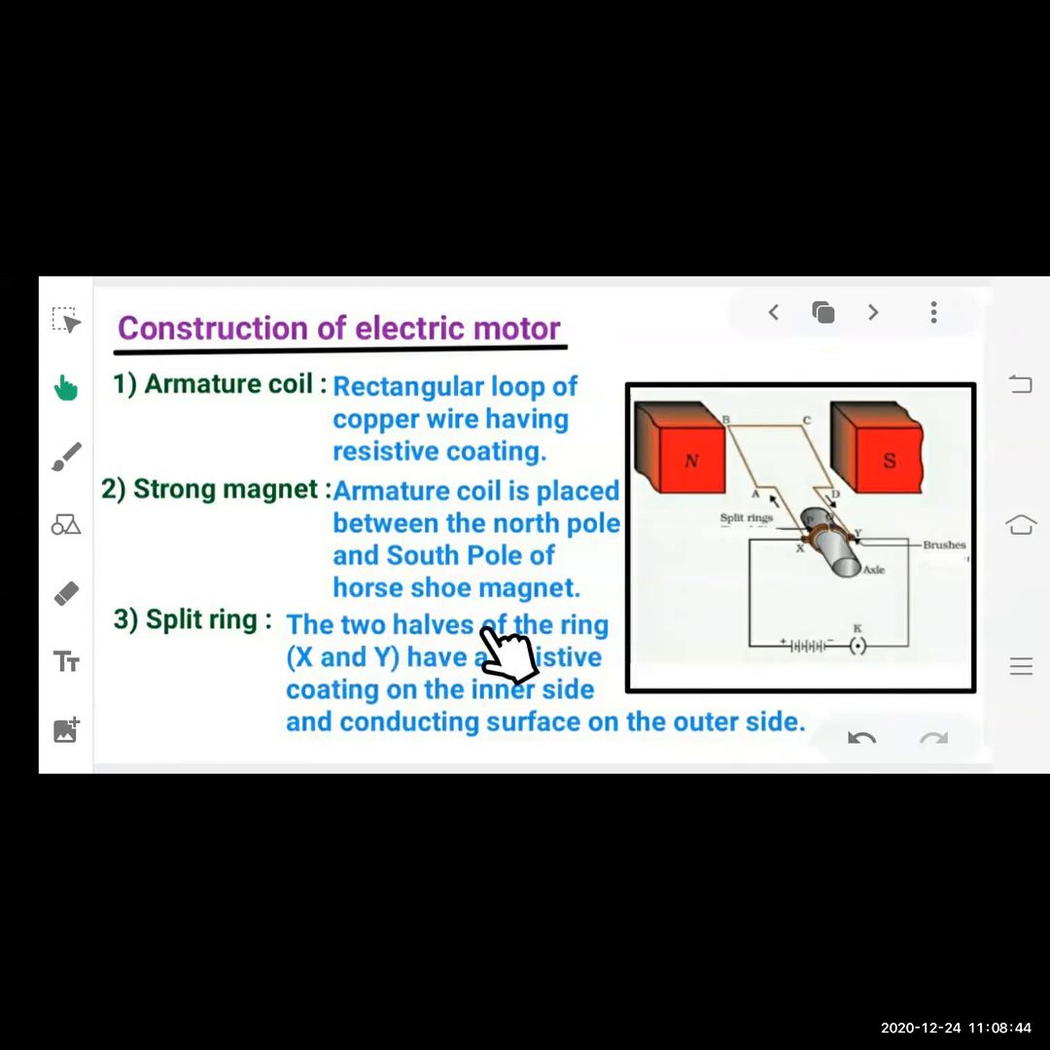The two halves of the ring, represented by X and Y, have an insulating coating on the inner side, which is shown by a light color, and a conducting surface on the other side. The outer surface of this ring is conducting, that means it can conduct electricity. So you have to remember these parts. When it comes in your exam, you have to write down the construction of electric motor point wise in this way.